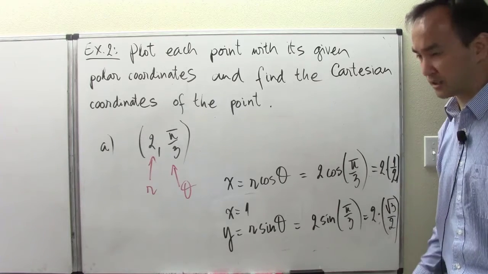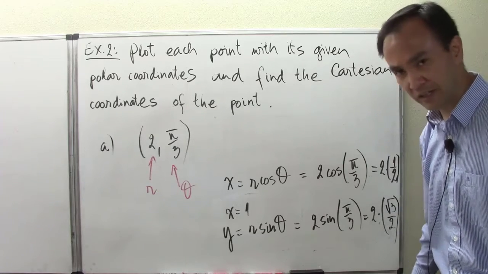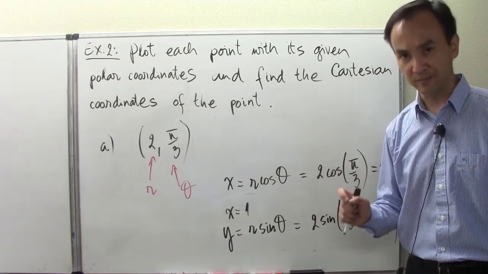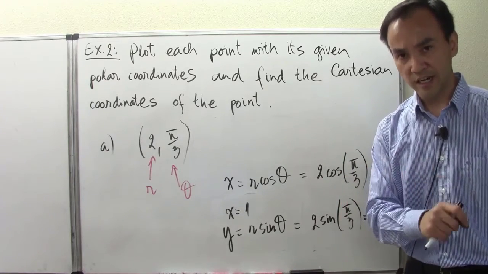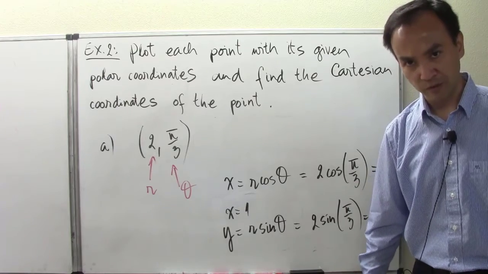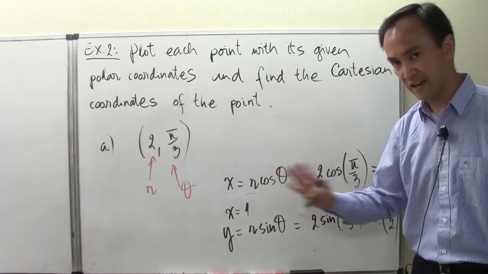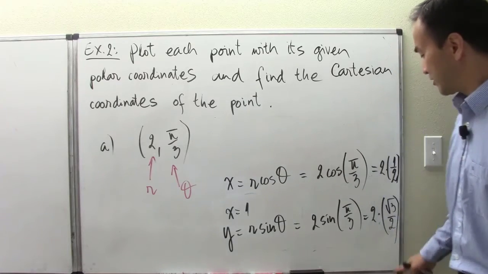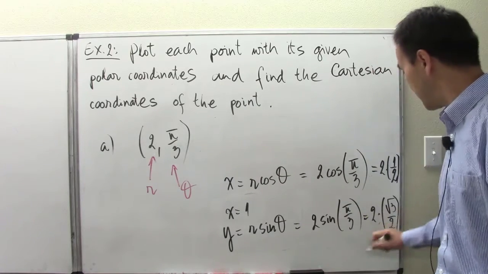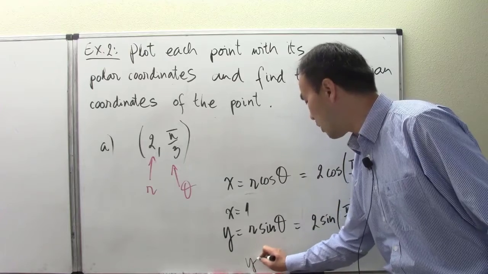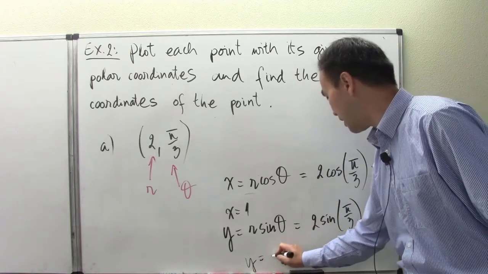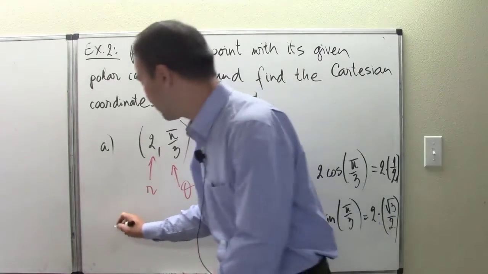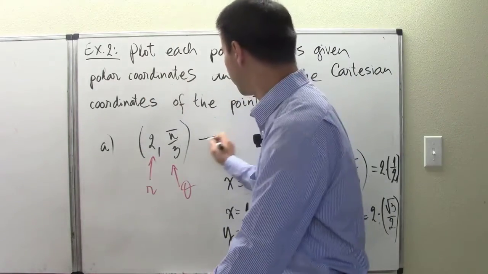I highly recommend anyone learning from this lecture to review their understanding of trigonometry intensively, because a lot of it will keep coming up throughout our entire discussion of polar coordinates. So the y coordinate of our point is a positive square root of 3. Now we are ready for the actual point in Cartesian coordinates.